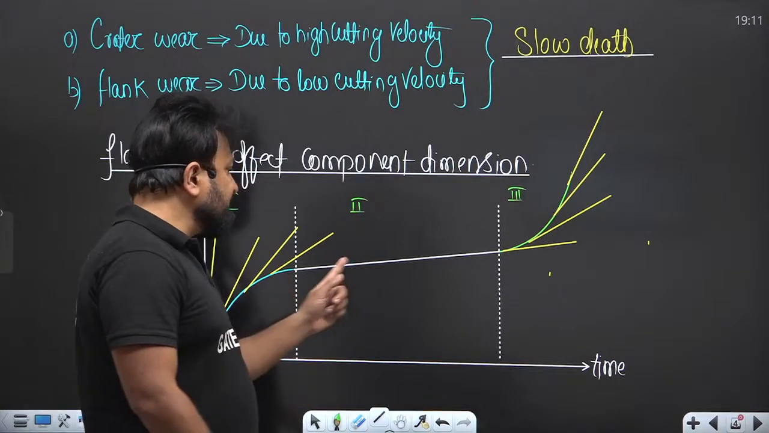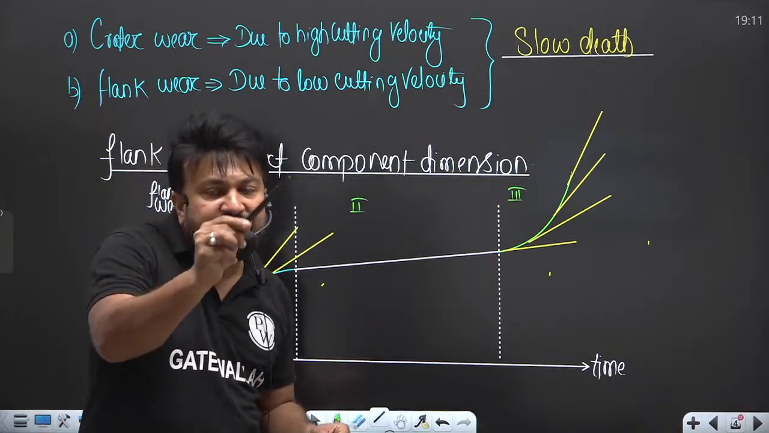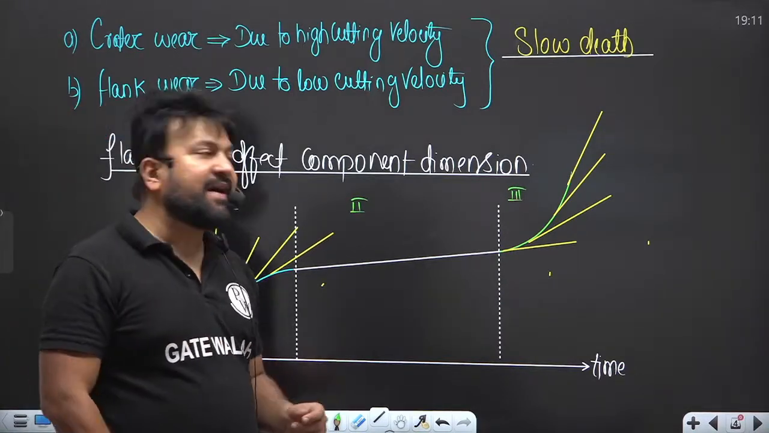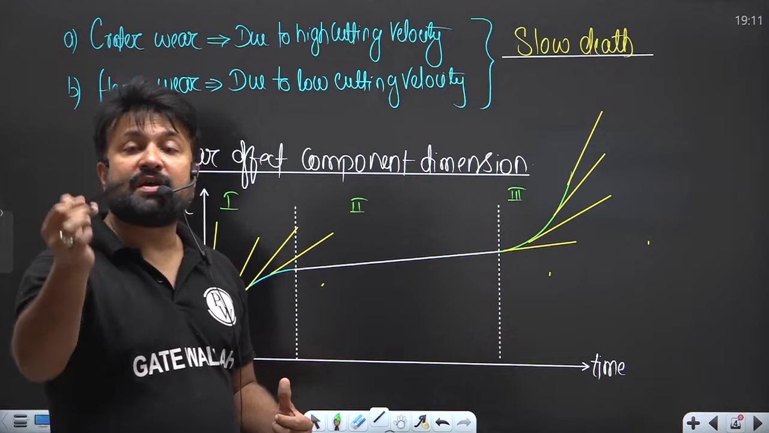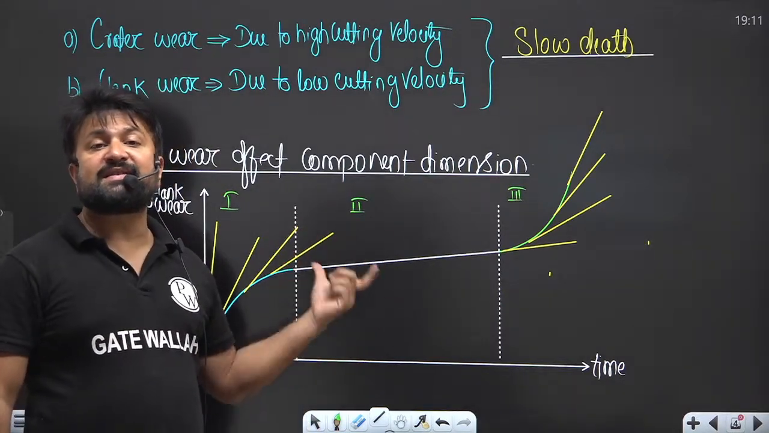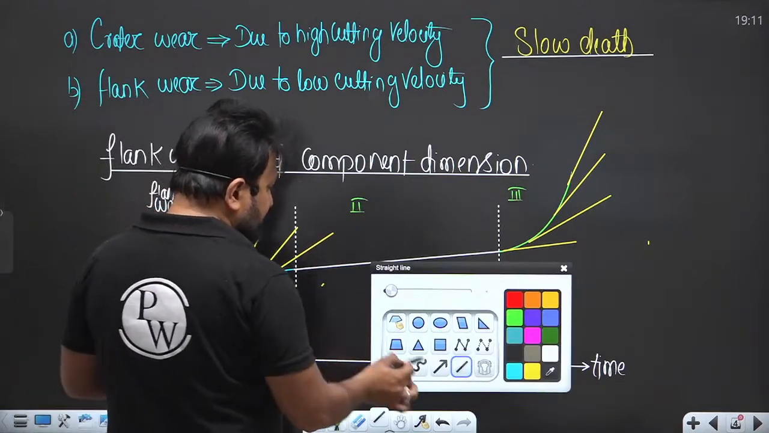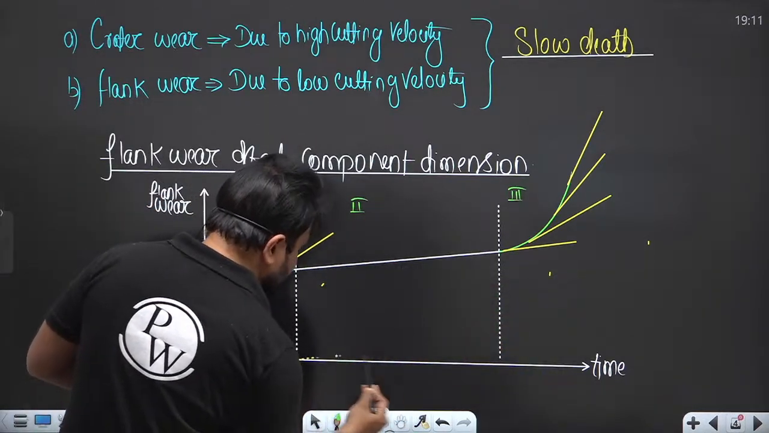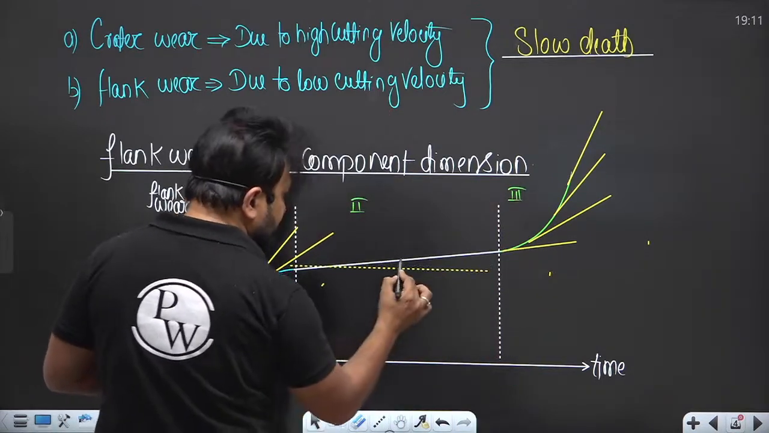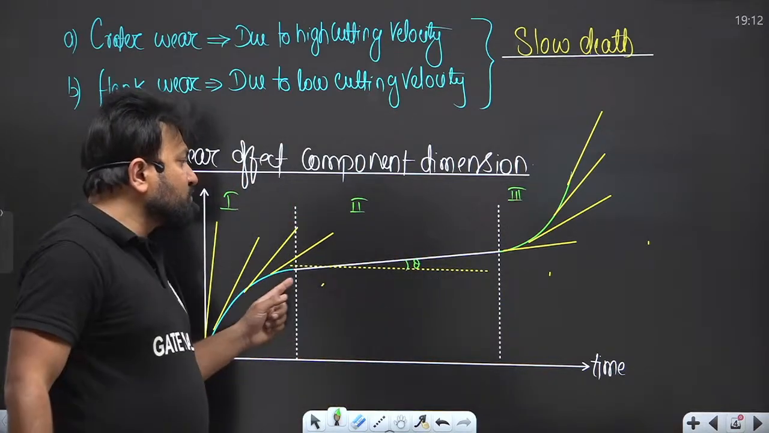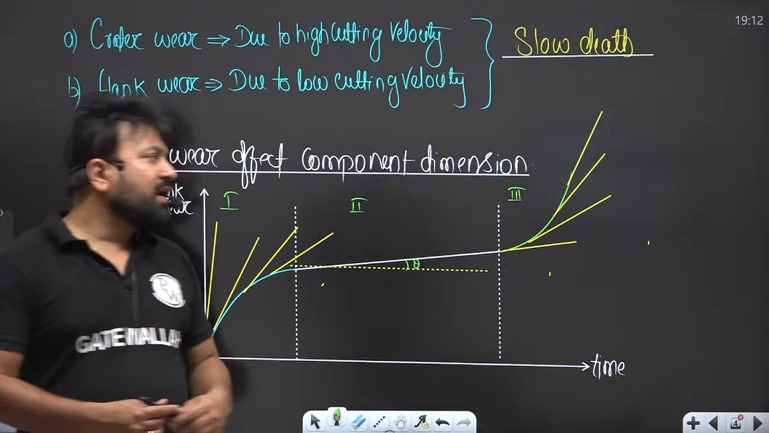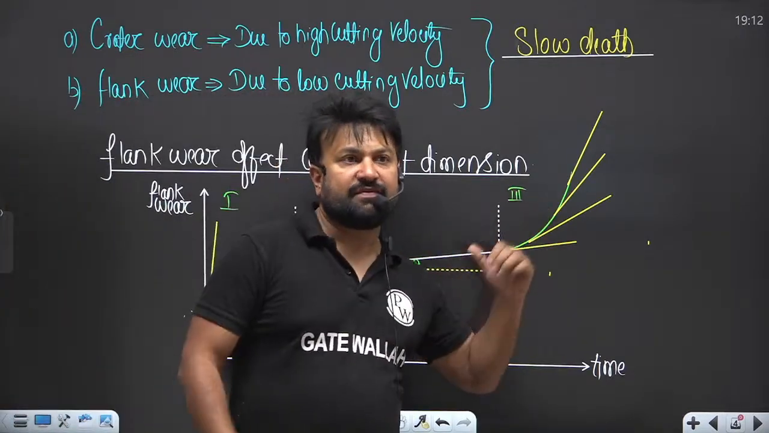Now in the secondary wear zone, when the finite wear length has stabilized at the tip, the wear rate becomes uniform. So this is the region where the wear progresses at a uniform rate. If you see the slope, here the angle is very small. The slope is constant. Now let's talk about the tertiary.